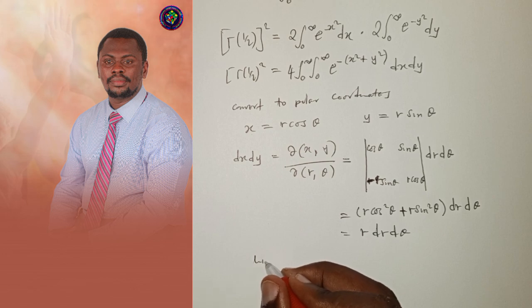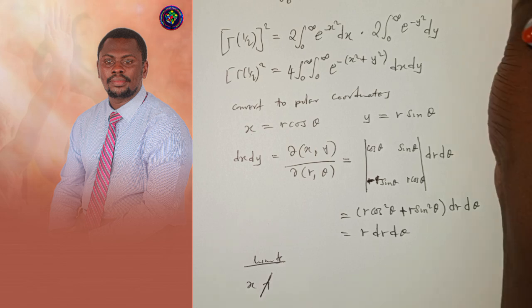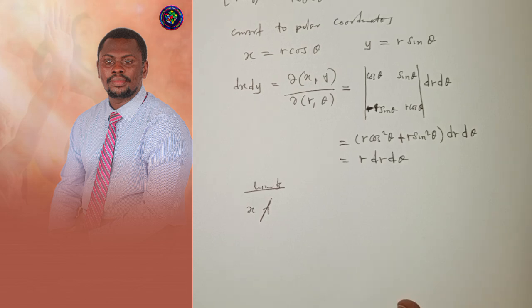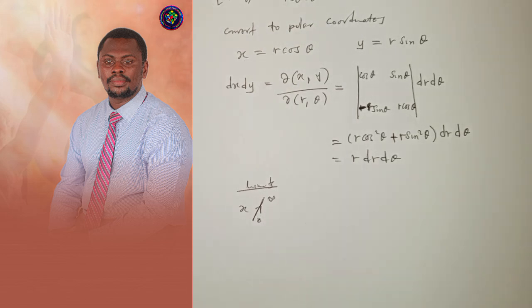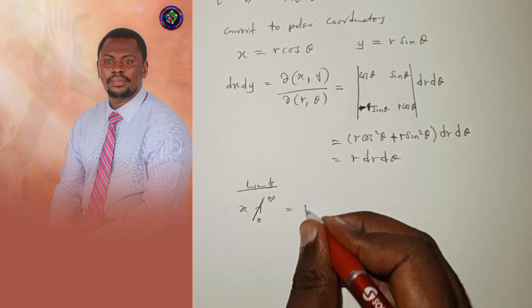Okay, the next is we need to change even the limits. So limits, we start with x. The limits for x is from 0 to infinity. So x is changing to r.